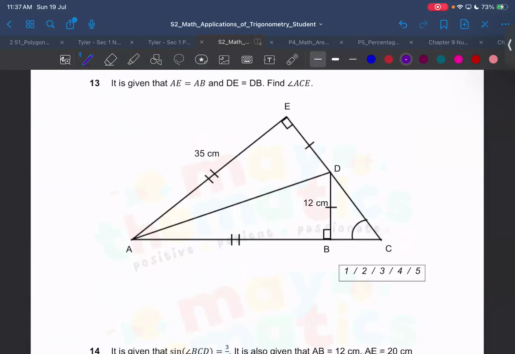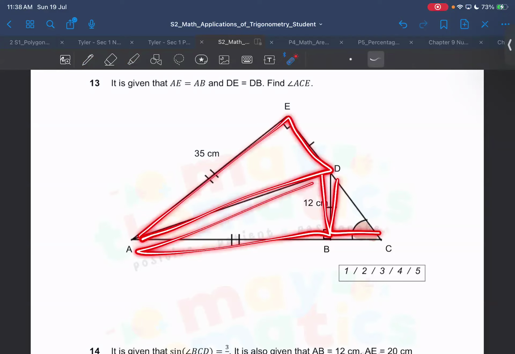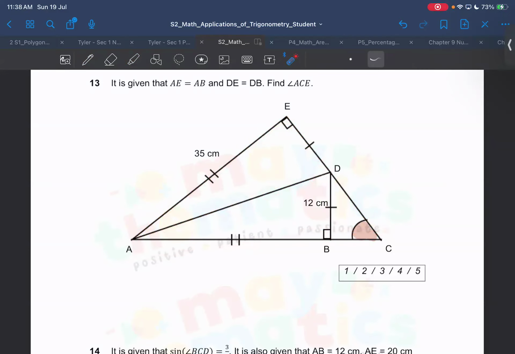Okay, question 13. Let me see. AE equals to AB. Find ACE. So I'm looking for this angle. Wow, so many right angle triangle. So how? What can I do first? You look at the question first. Okay, so I got one right angle triangle. I also have another one, and here. Okay, 3 triangles. Any idea how I can eventually get to this one?